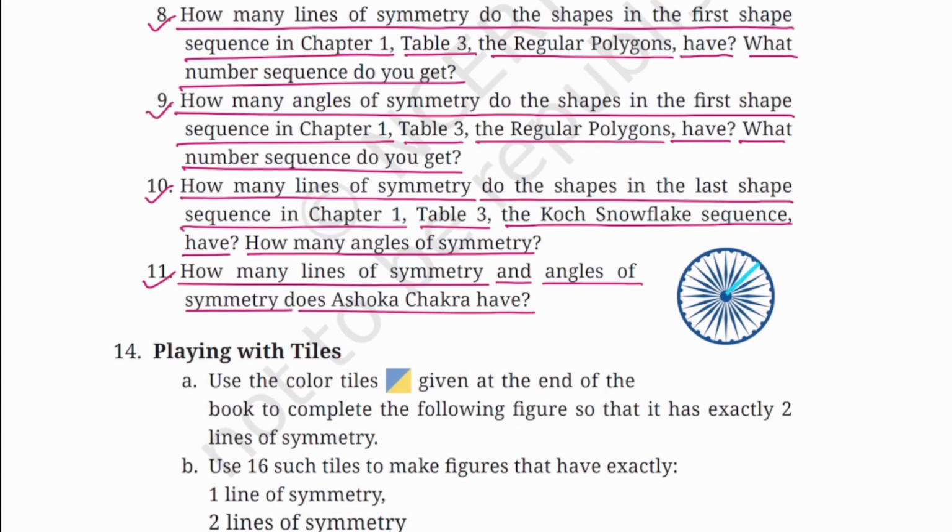You can see two spokes make one line of symmetry. Similarly, there are 24 spokes, that means 24 divided by 2 equals 12 lines of symmetry. Similarly, 360 degrees, that is a complete angle, is divided by 24 spokes. So the smallest angle of symmetry will be 15 degrees and others will be multiples of 15 degrees up to 360 degrees.